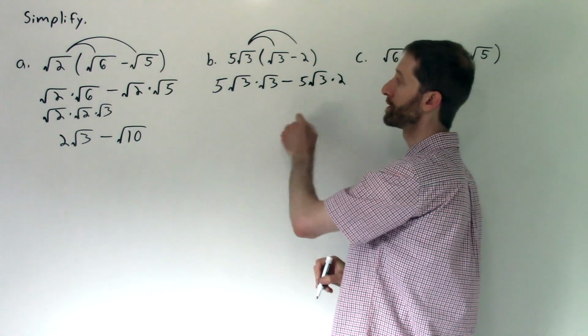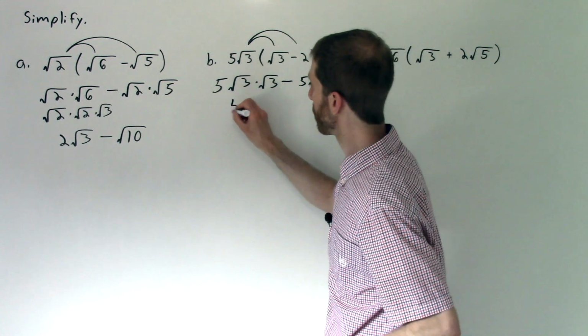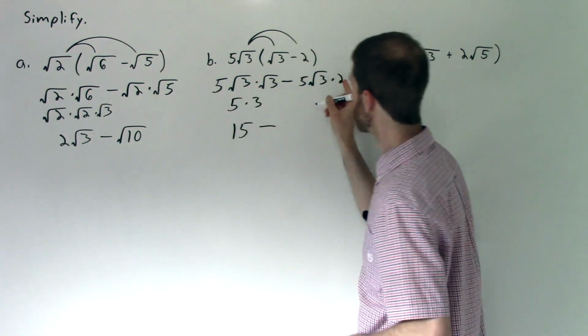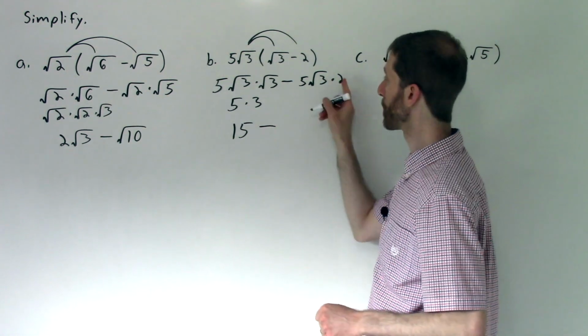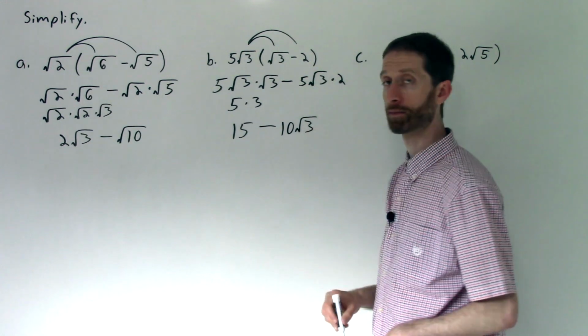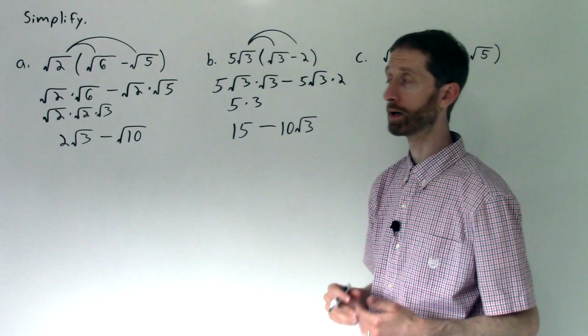Okay, we'll go piece by piece now. Root 3 times root 3 is 3. So you're going to end up with 5 times 3, which is 15. Minus, the 2 is on the outside of the radical already, so we multiply 2 by 5, which is 10, times the square root of 3. We can't combine them any further. They're not like terms, so we know we're done.